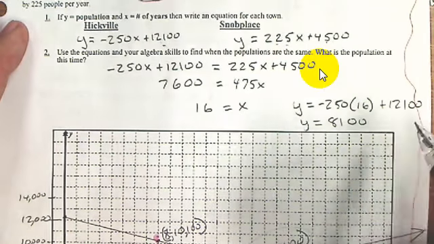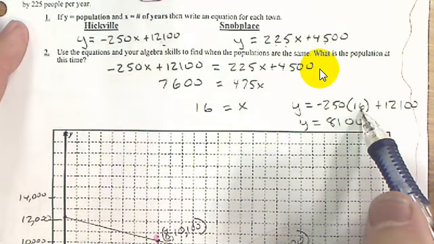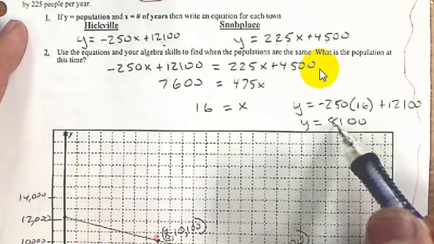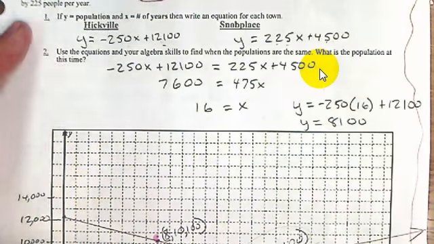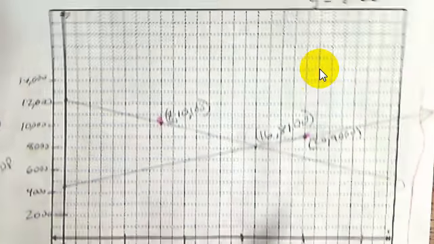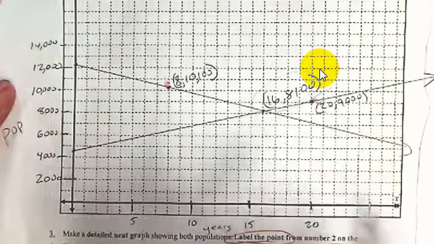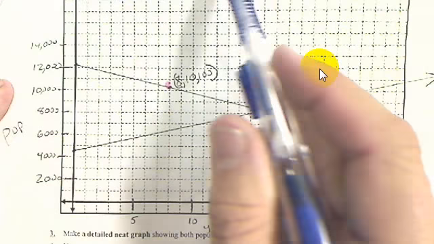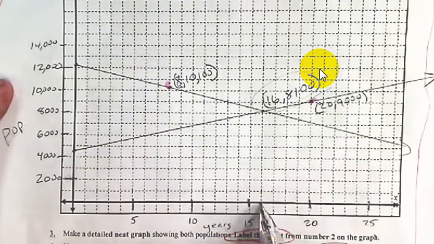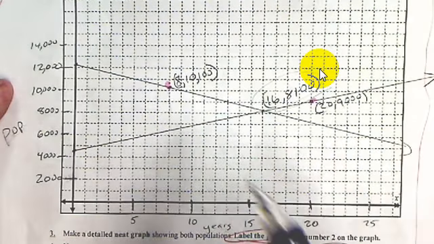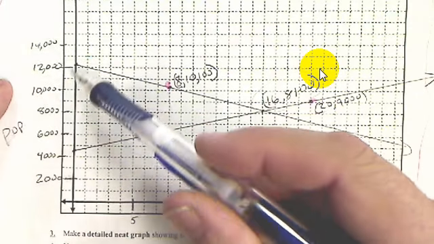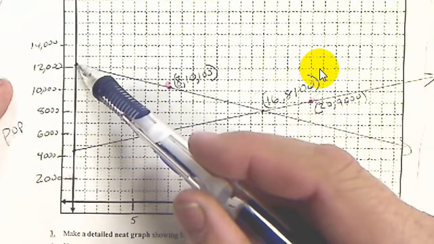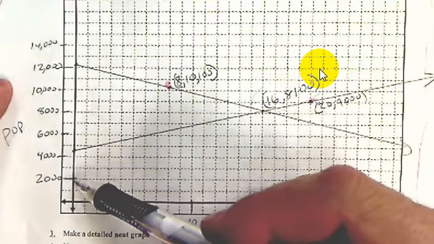Solve it. Plug it back into one of the equations. Doesn't matter which one you plug it in. And you can find out what the y is. So to graph that, I want to make sure my point was somewhere in the middle. So since I knew it was 16, I just went by ones here on my x-axis. For my y-axis, I knew I had to go at least to 12,000. So I just went by thousands.